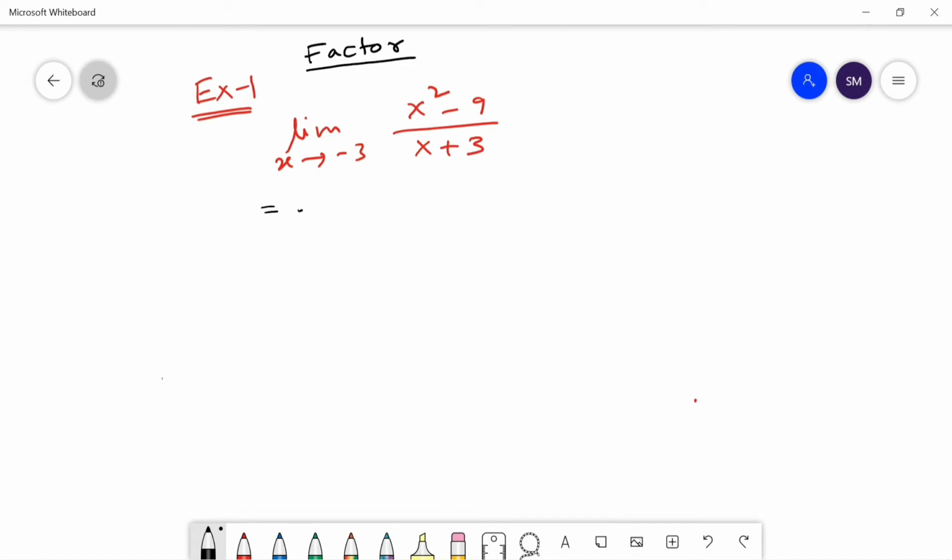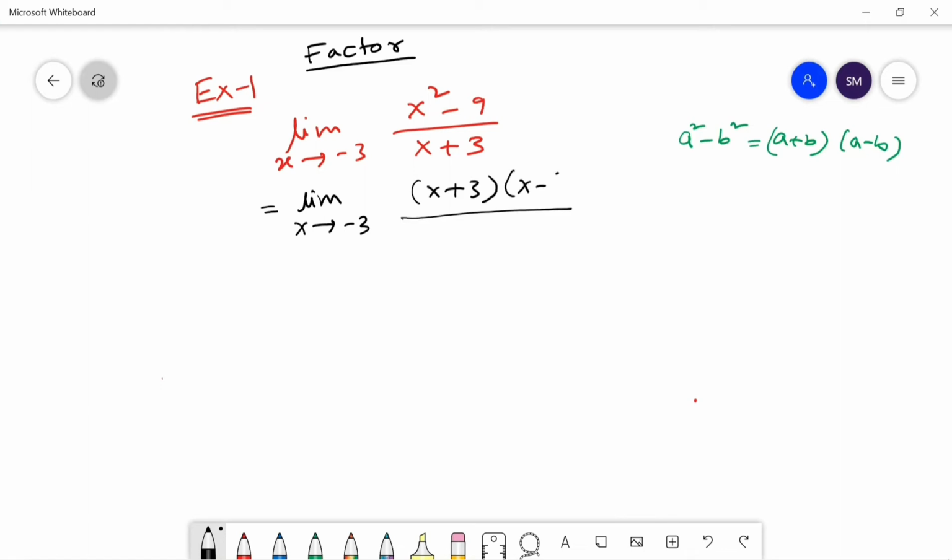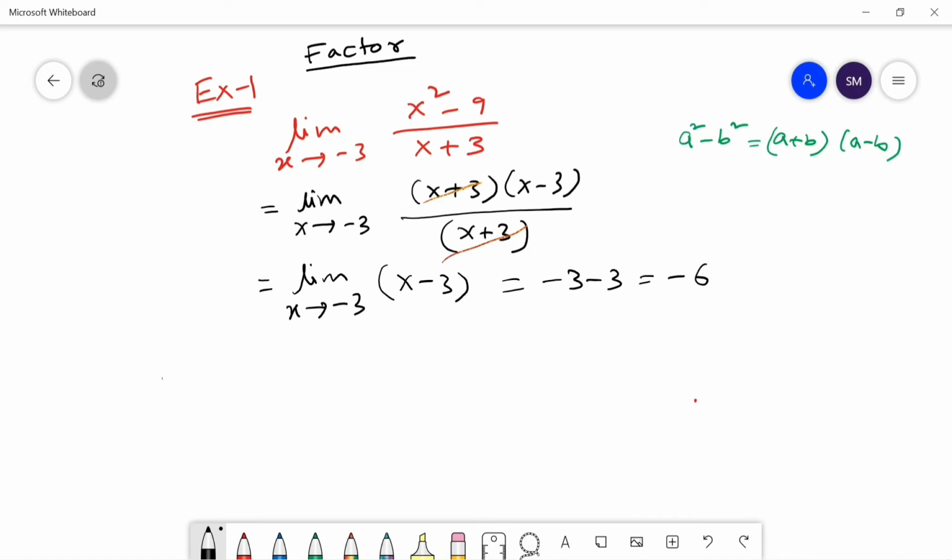So this is equal to limit x tends to minus 3. We'll use a square minus b square is equal to a plus b, a minus b. So this can be written as x plus 3, x minus 3 over x plus 3. Now x plus 3 cancels out, then you will have limit x tends to minus 3, x minus 3, and in this case minus 3 minus 3 is equal to minus 6. So this is the solution.